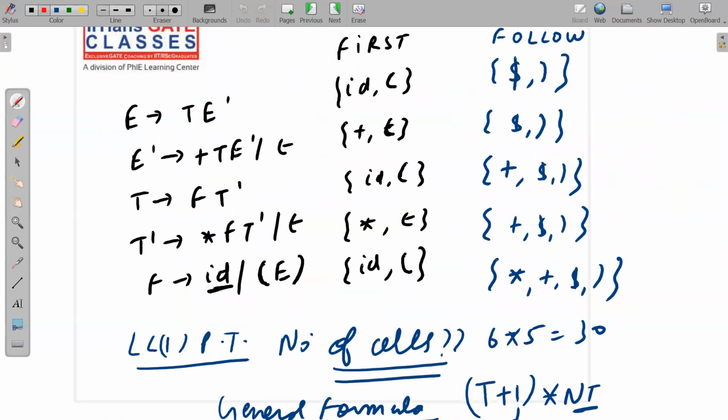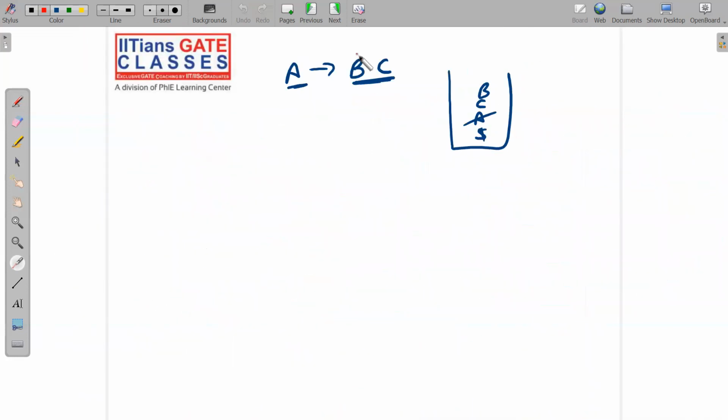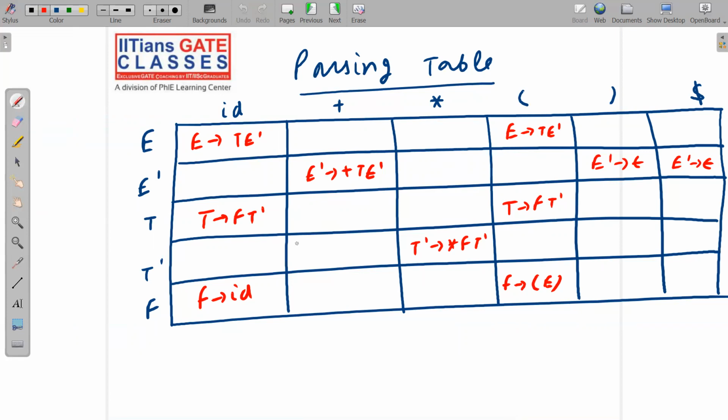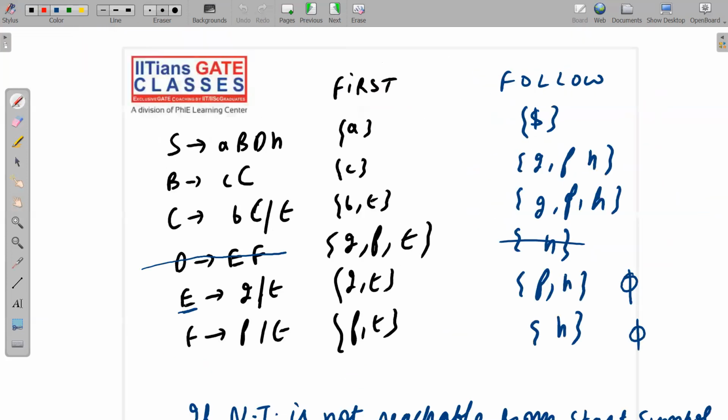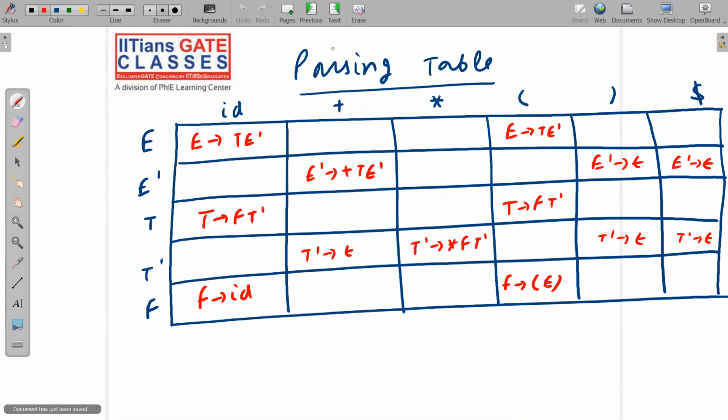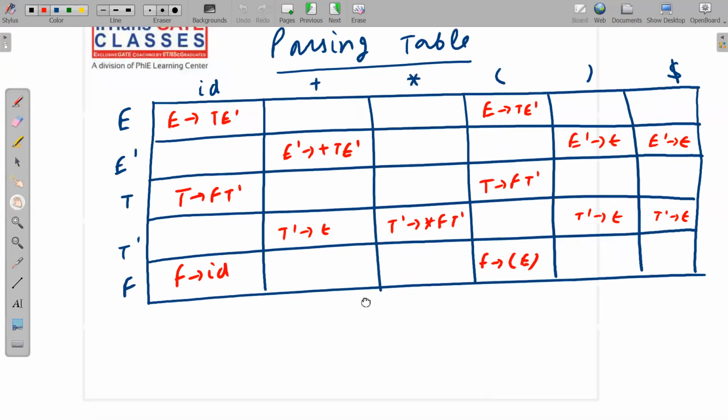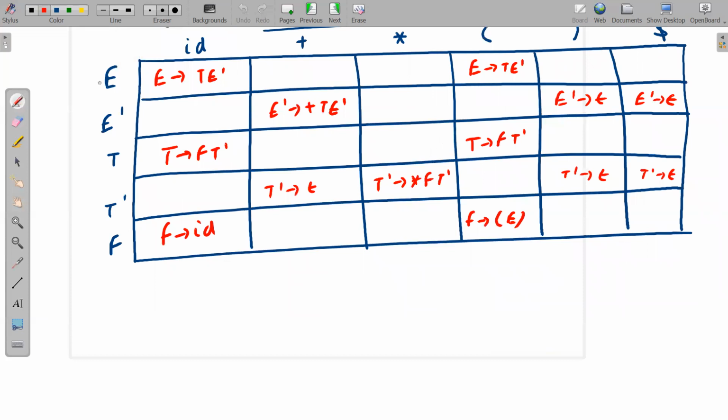Next will be T dash implies null. Follow of T dash is plus, dollar, closing bracket. So T dash implies null in those columns. Any other null production? No, there is no other null production. That's it. So finally, I can now give you the rules to fill the table. First was the number of cells, which we have already found out. Now the rule to fill the table.